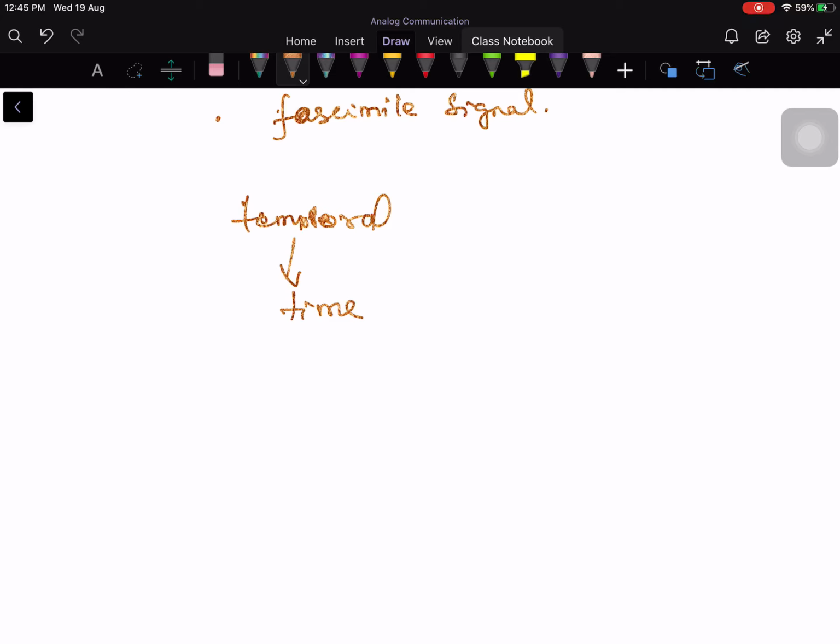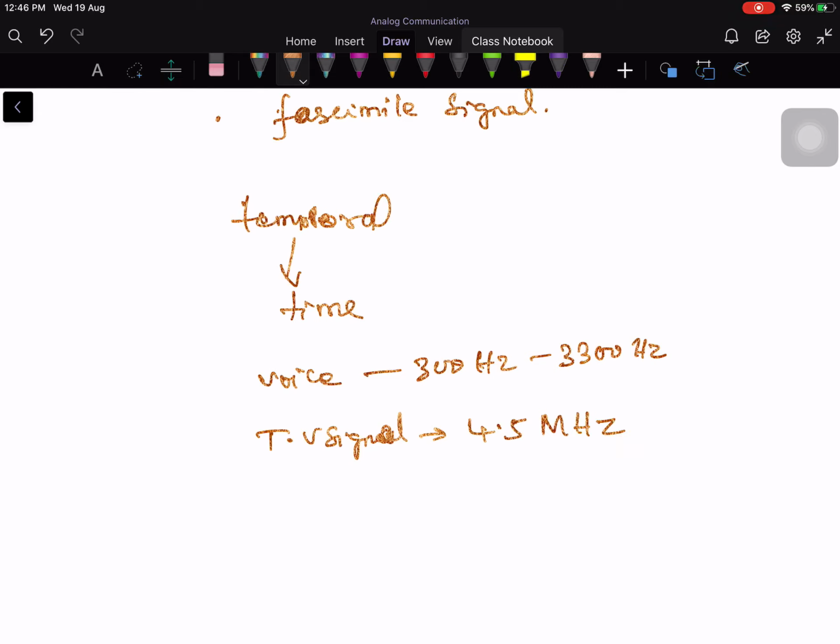As I said, for your voice, the bandwidth is from 300 Hertz to 3300 Hertz. But if you take your TV signal, I mean your video signal, the bandwidth is 4.5 megahertz. It is 3.3 kilohertz here, and this is megahertz. Here 10 to the 3 and here 10 to the 6. So as you can see, it is 3 orders of magnitude higher than the bandwidth of the speech signal.